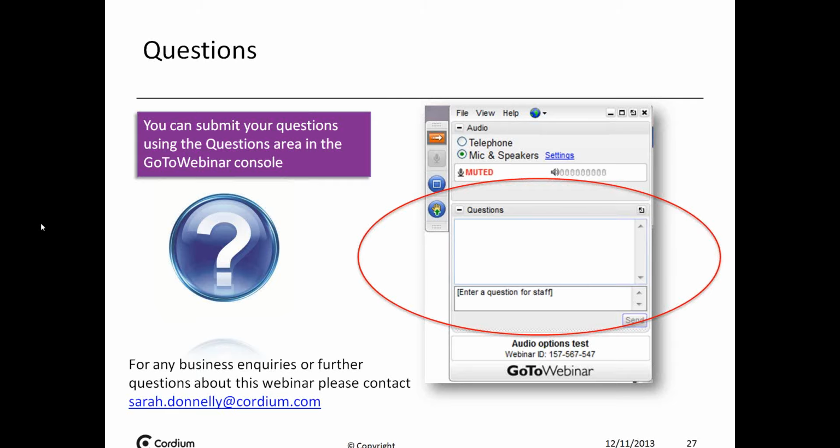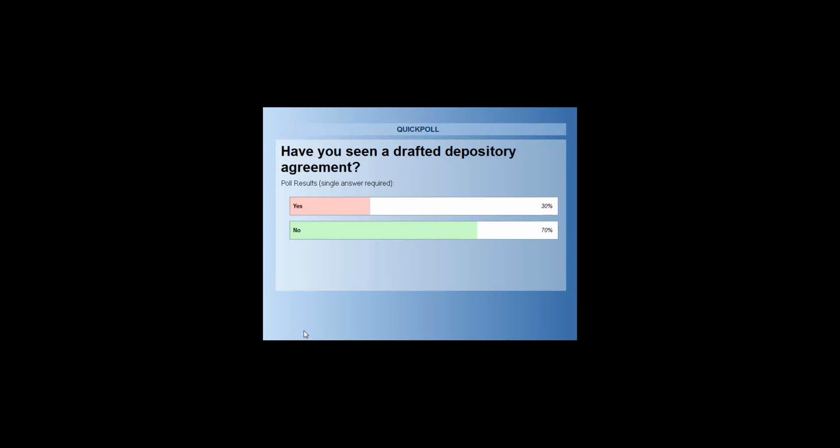Okay, and then the final polling question related to depository agreements. Have you seen draft depository agreements? 70% no, and I guess that again, that's quite high. Yeah, I think that's probably the biggest worry from people out there.